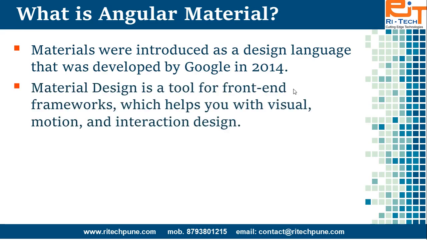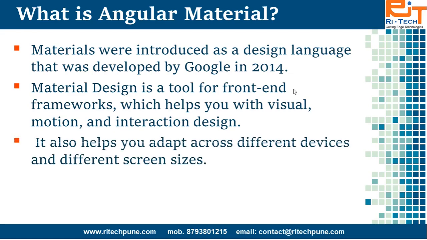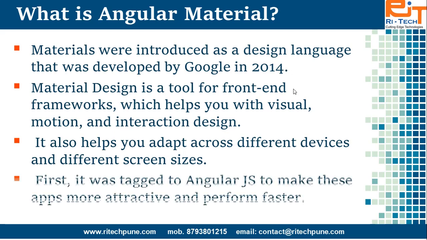Material design is a tool for front-end frameworks which helps you with visual motion and interaction design. It also helps you adapt to different devices and different screen sizes. First it was tagged to AngularJS to make apps more attractive and perform faster. So we can say material is a standard or specification introduced by Google as a design language.